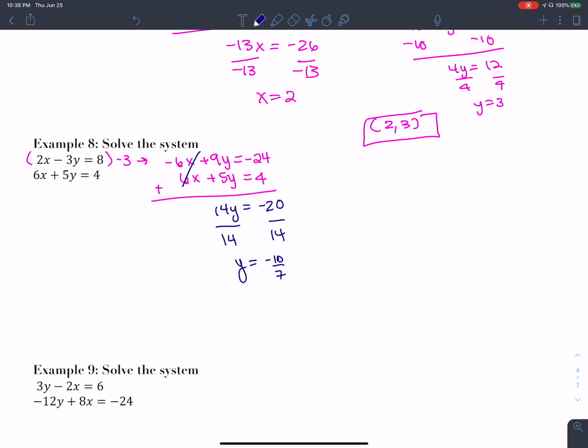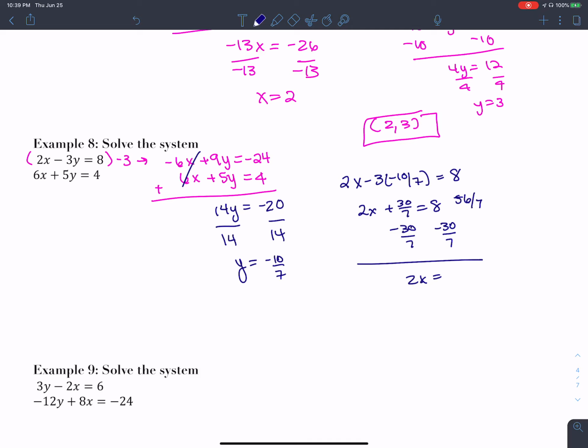So then we're going to plug that in. So I get 2x minus 3 times negative 10 over 7 equals 8. Doesn't matter which one you plug it into. 2x plus 30 over 7 equals 8. So subtract 30 over 7 from both sides. So 2x equals, so this is going to be 56 over 7. So I get 26 over 7 divided by 2. So x is going to be 26 over 14. That reduces to 13 over 14.